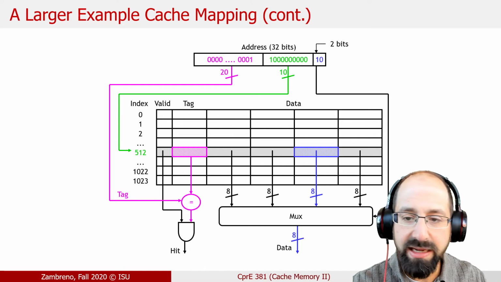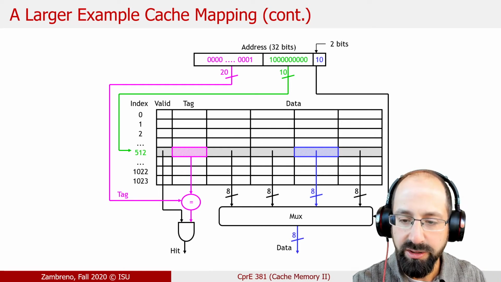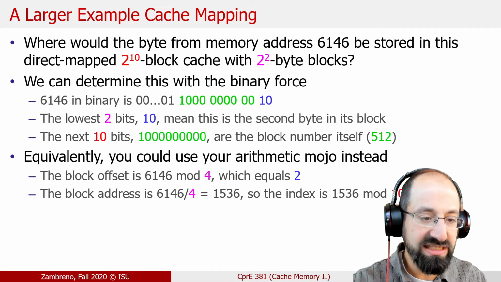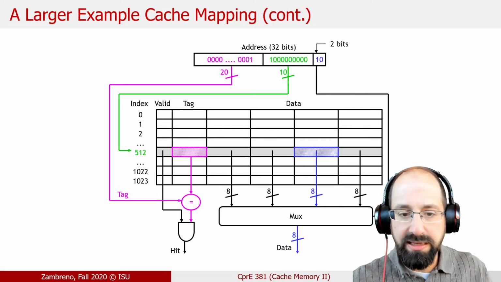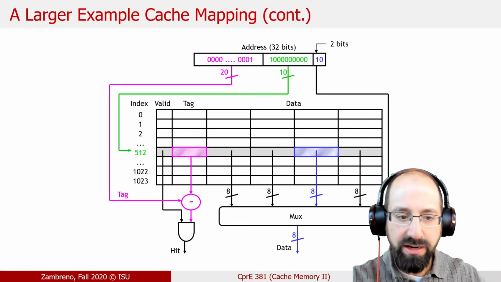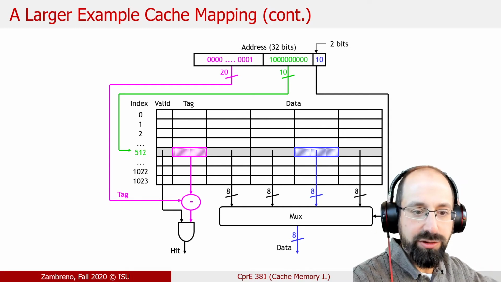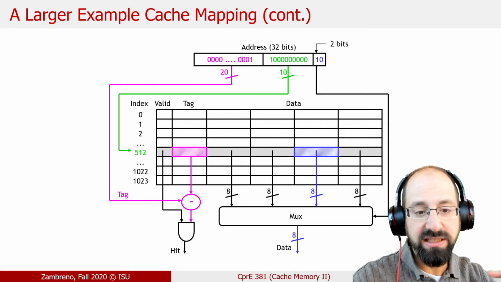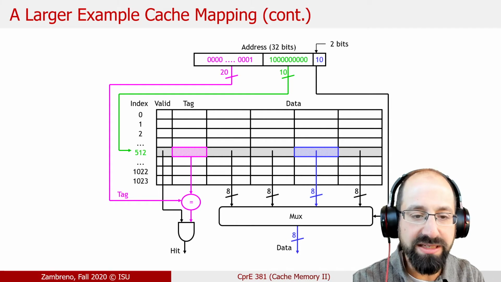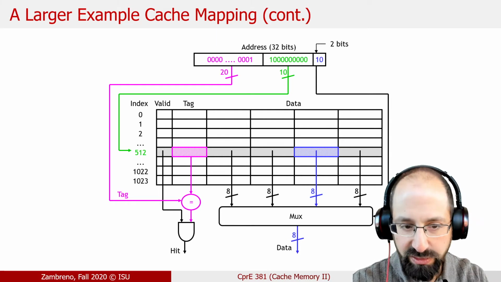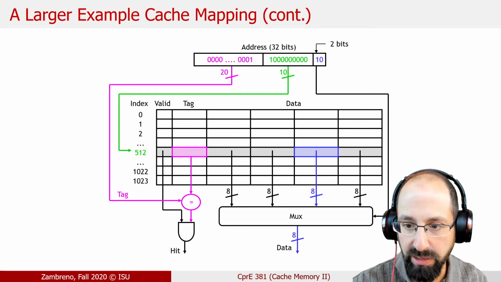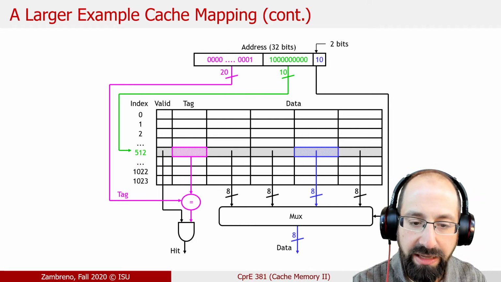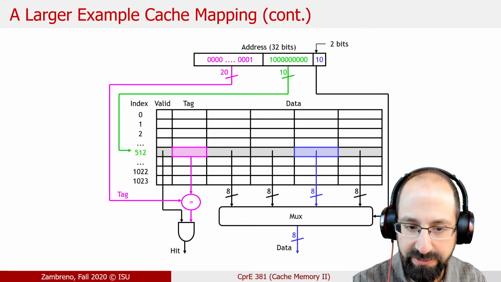So for that incoming address of, what was it, 6146, just based on how the binary arithmetic works out, it's going to correspond to the 512th entry in that cache. Index equal to 512 with a tag of just all zeros with just 1 in the least significant bit there, and it's going to be offset 2 into that block. So this is location 6146.